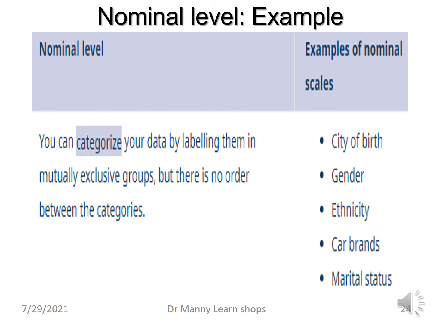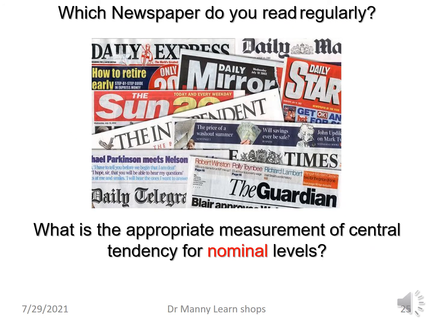An example of a nominal level would be where you can categorize your data by labeling it in mutually exclusive groups, but there's no order between the categories. So for example, the city of your birth, your gender, ethnicity, car brands, marital status. Here's an example that you can consider. Which newspaper do you read regularly? What is the appropriate measurement of central tendency for this request as a nominal level? How would you measure it? The measurement would be mode.